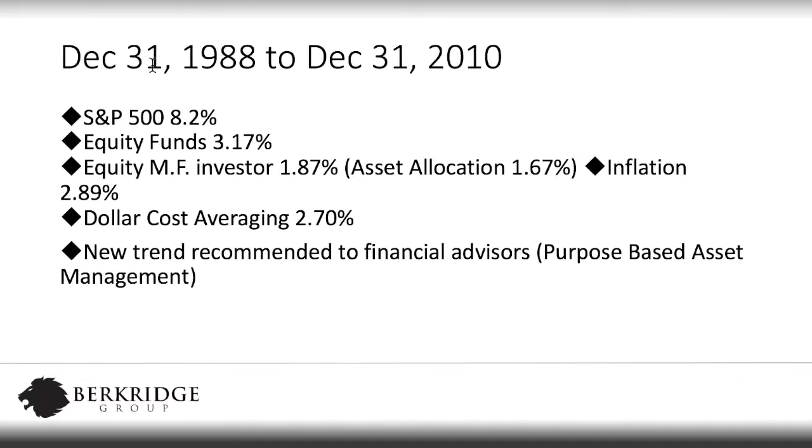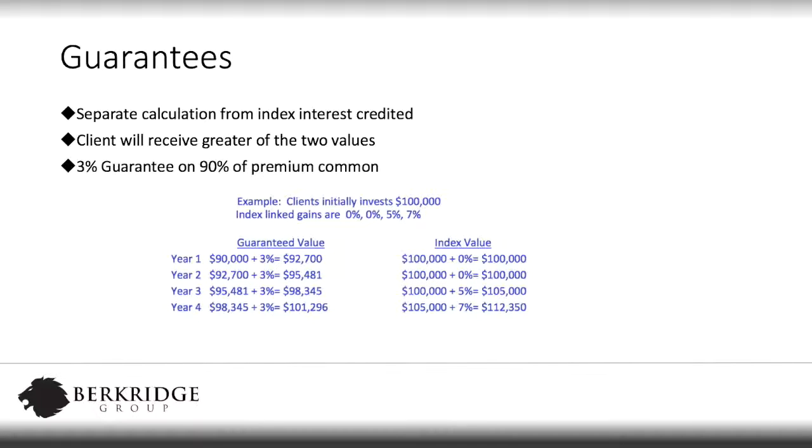Now, December 31st, 88 to December 31st, 2010. S&P 500, 8.2%. Equity funds, 3.17%. Equity investors, 1.87%. Dollar cost averaging, 2.7%. So a new trend is created, and it's the index trend, a separate calculation from index interest credited.